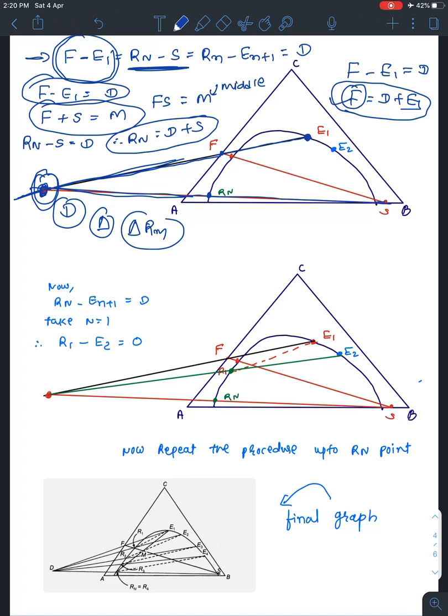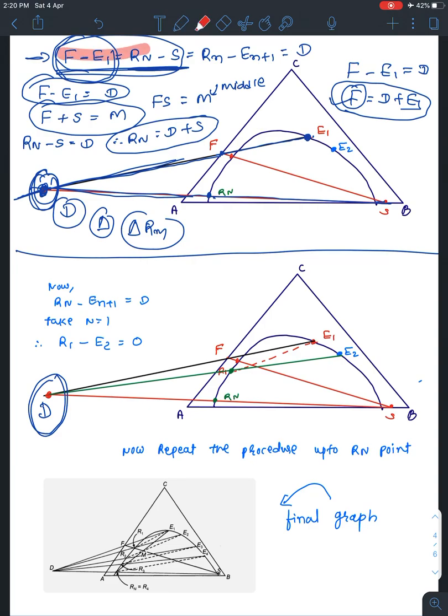This D point is nothing but where the line through F, E1 and the line RnS intersect. Now we will use this D point. Let's go for the next step. I'll write down this D. Now we have focused on these two equations only. Now let's go for the third equation.